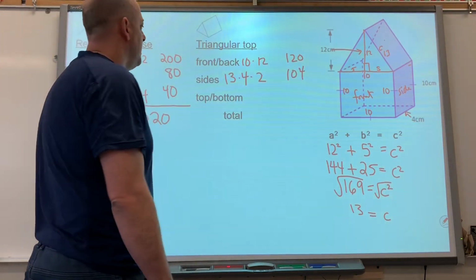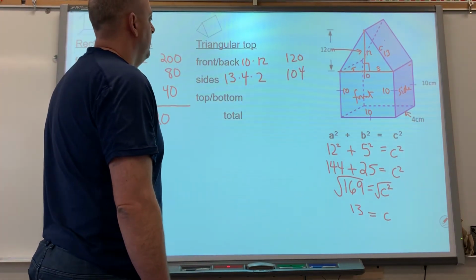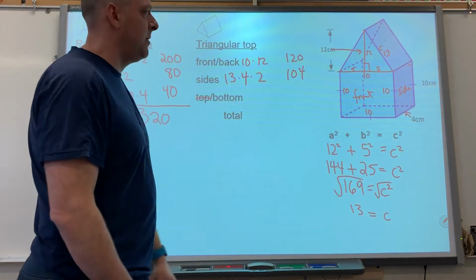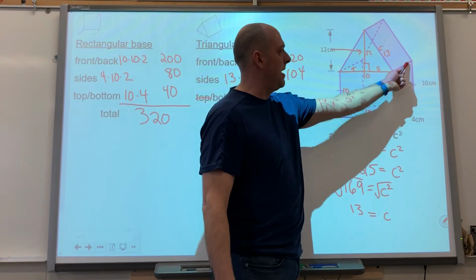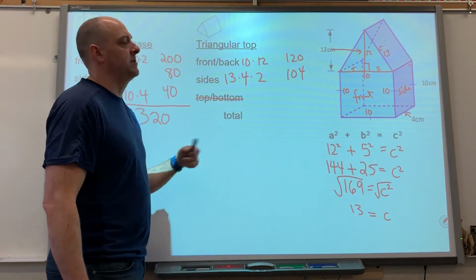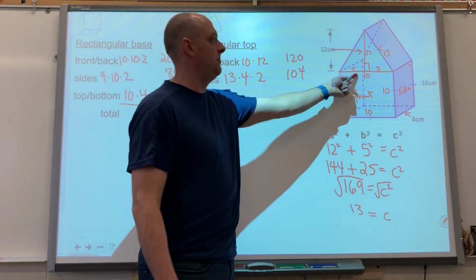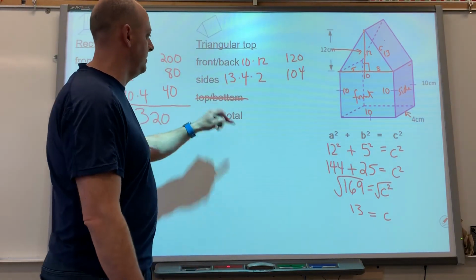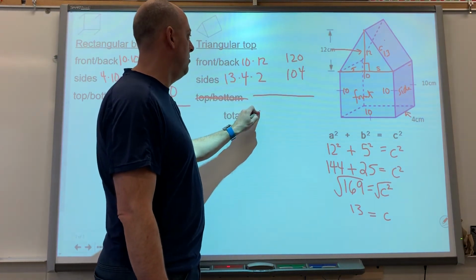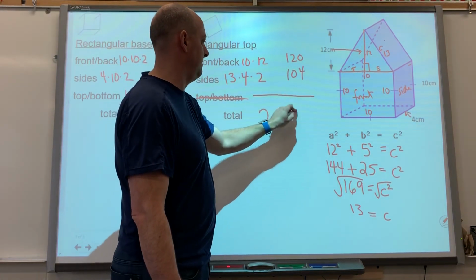The top and bottom, well, we don't need a top here. There is no top to a triangular prism. And we don't need the bottom either because you cannot touch the bottom of this triangular prism. So we don't need that either. Normally I wouldn't write it up. I just wanted to show that we cannot touch the bottom of this, so we would not include it. So we don't have any math to do there. So we can get a total now of 120 plus 104 is 224.